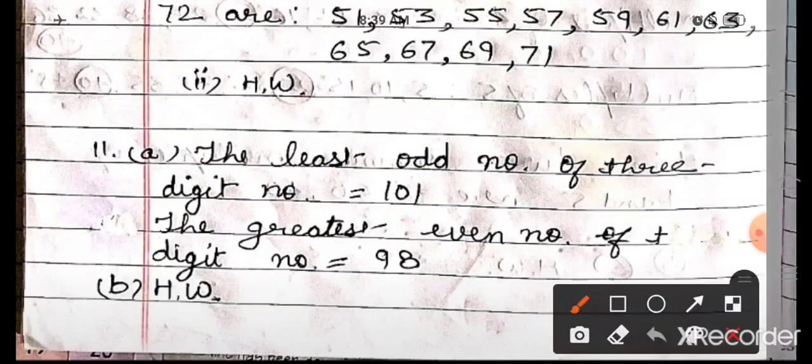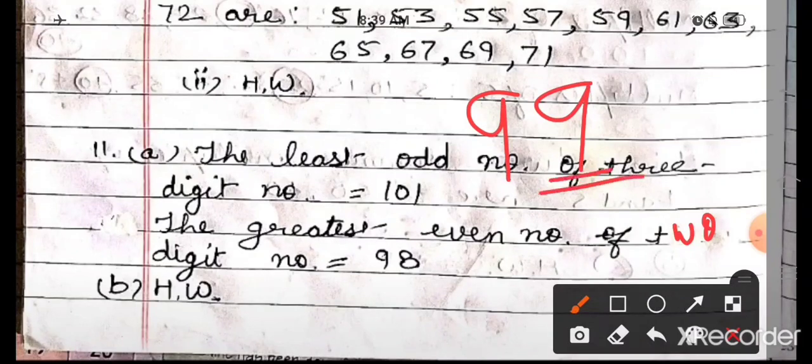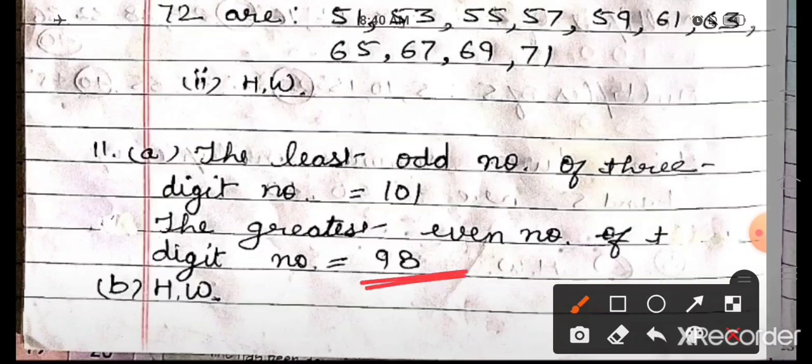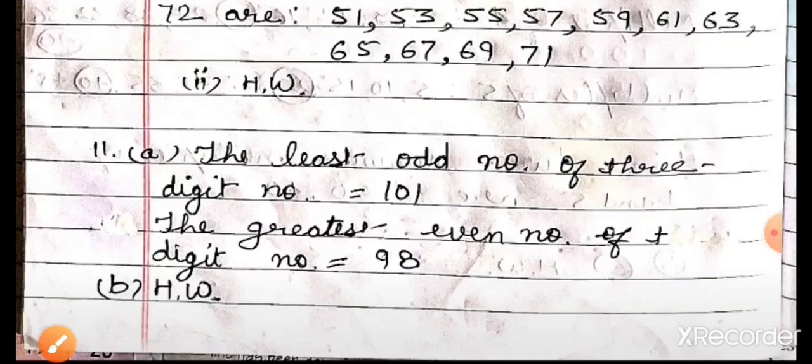Okay, now the greatest even number of 2 digit. Okay, so first find out the greatest 2 digit number. It is 99, but it is an odd number. We have to write the even number, so minus 1, 98. 98 the greatest even number of 2 digit number. Okay, so its answer is 98. Okay, now B part is your homework.